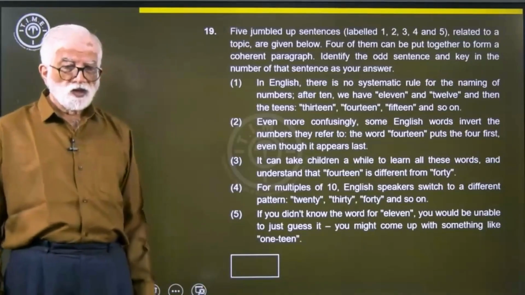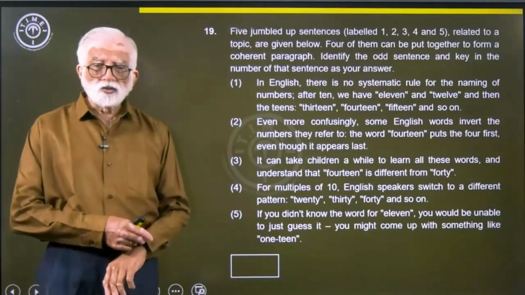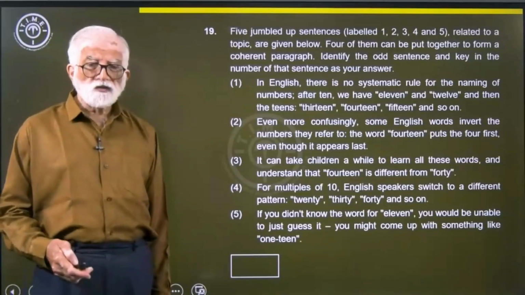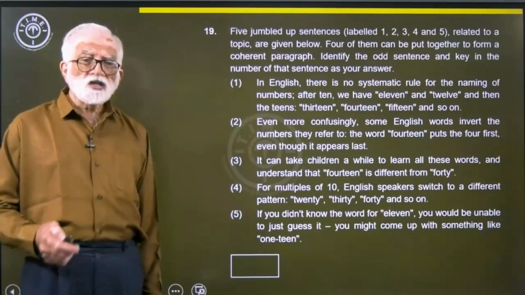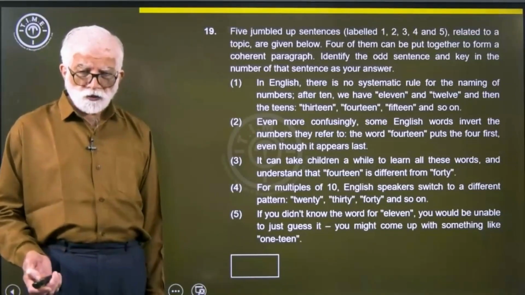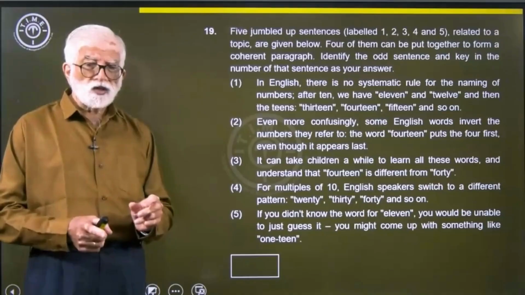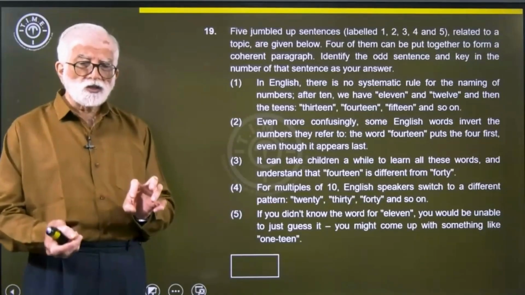Okay, now let's see. In English, there is no systematic rule for the naming of numbers. After 10, we have 11 and 12, then the teens, 13, 14, 15 and so on. That means it doesn't seem systematic. Between 11 and 12, the names seem to change into teen.